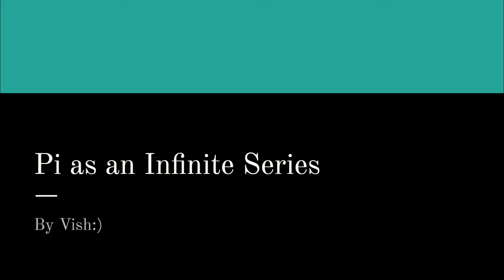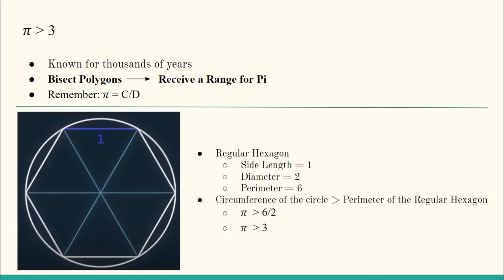Hello, we're going to be looking at a way to express pi as an infinite series today. So pi is greater than 3 because if you bisect polygons, you receive a range for pi. Here we have a regular hexagon with a side length of 1. You would then have a perimeter of 6 for that.